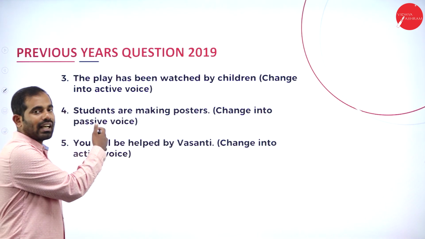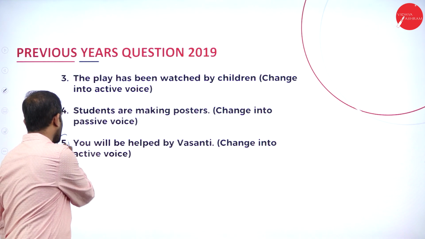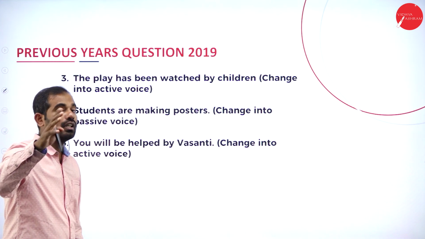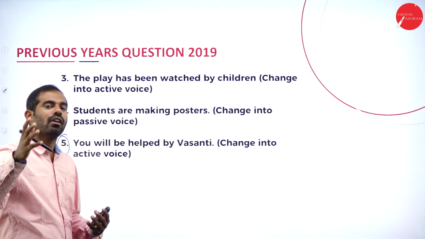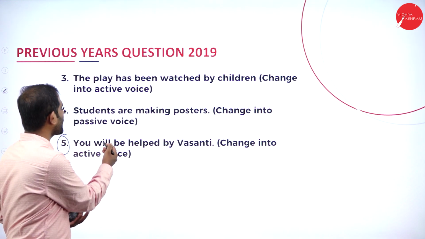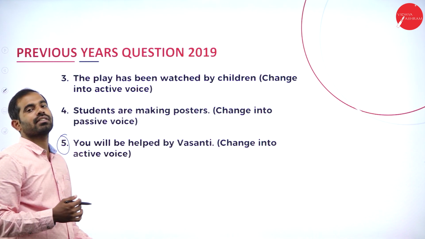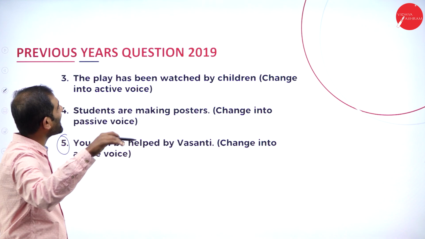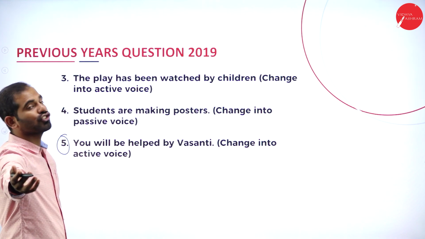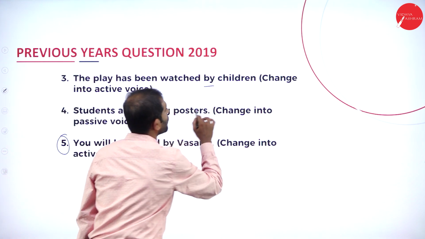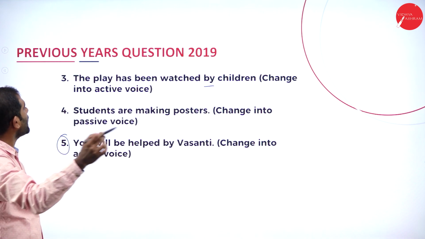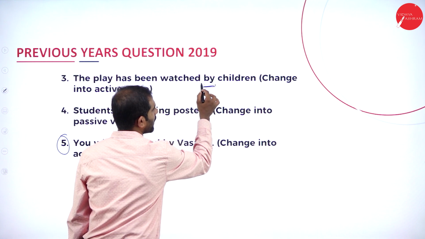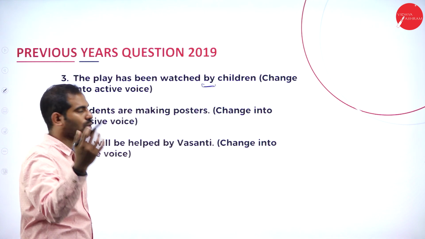See, this one I have taken and they have asked 5. But in your examination, there are possibilities they are going to only ask 4. Even if they are going to ask you 5, it's no problem. You can easily answer them if you are thorough with active and passive voice rules. The play has been watched by the children. If they don't give you the rule saying that change into active voice, it is understood because you have seen the word by here. It is a simple trick, as I told you.